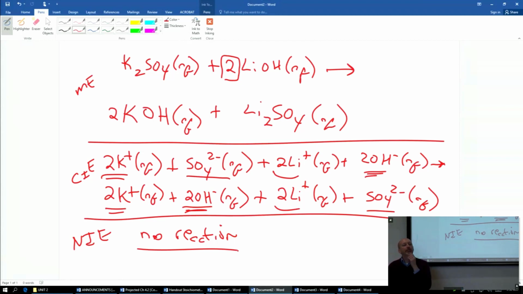Okay? Yes? So for it to be a spectator ion, does it have to be identical? Every detail has to be the same. Okay. 2 pluses, Ks, charges, phases. Yes. Everything has to be the same to cancel it out.